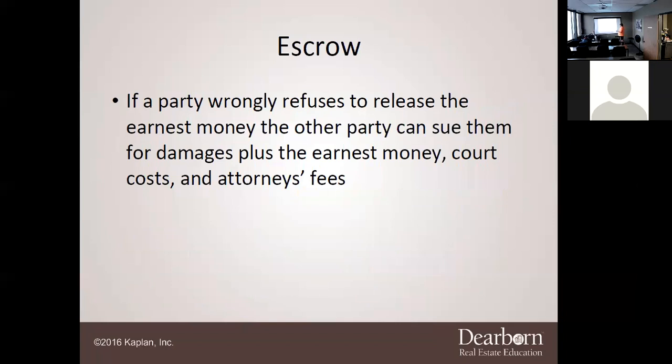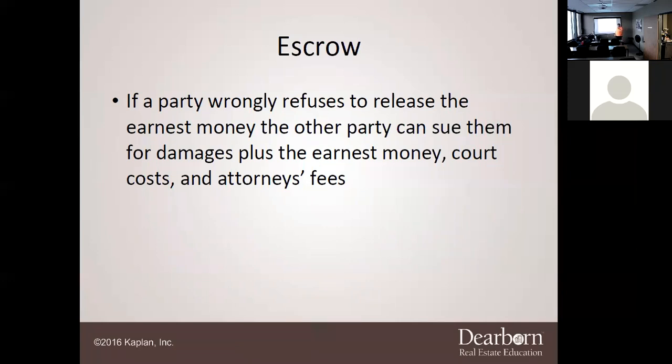If a party wrongfully refuses to release the earnest money, the other party can sue them for damages plus the earnest money, court costs, and attorney's fees. This is the only situation in which you can sue for damages and also receive the earnest money: if a party wrongfully refuses the release of earnest money.